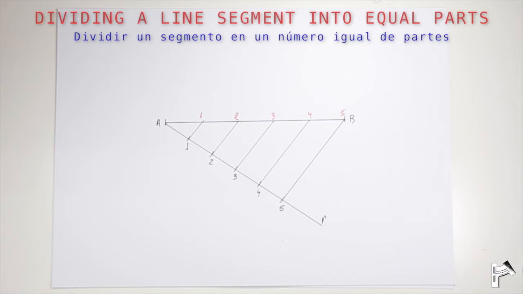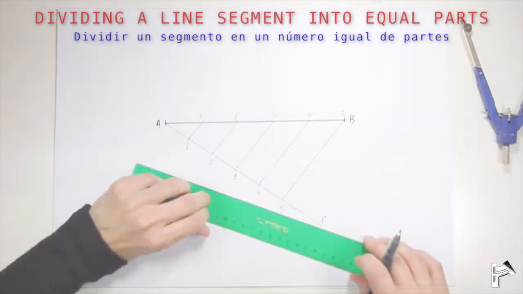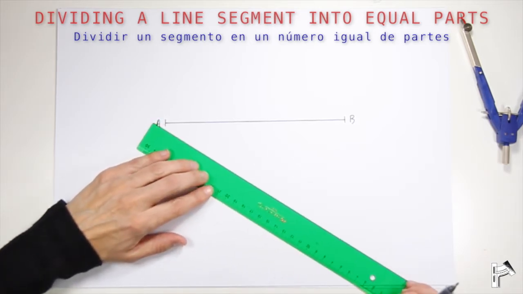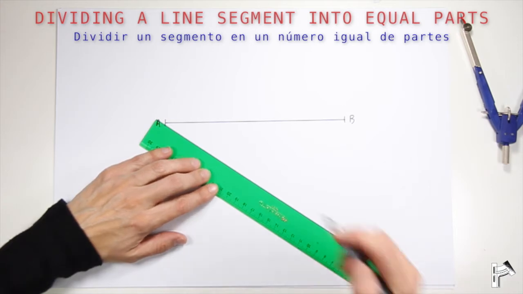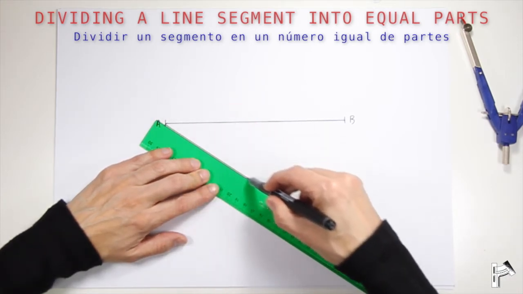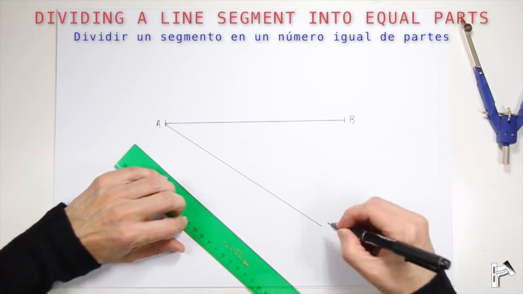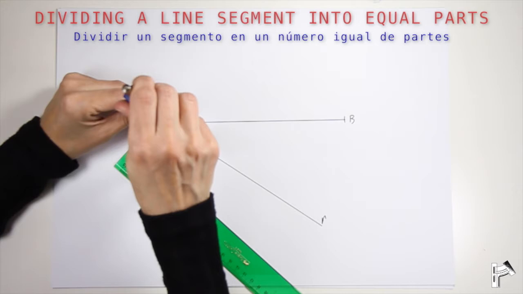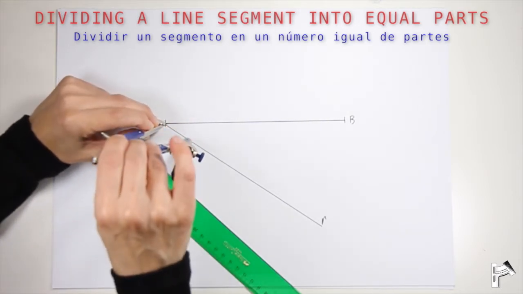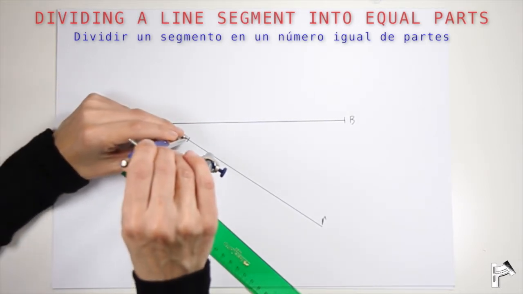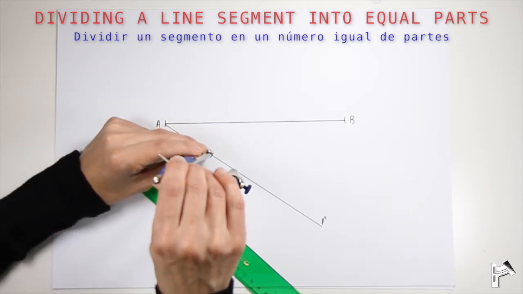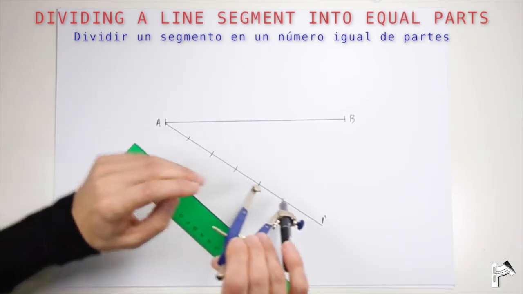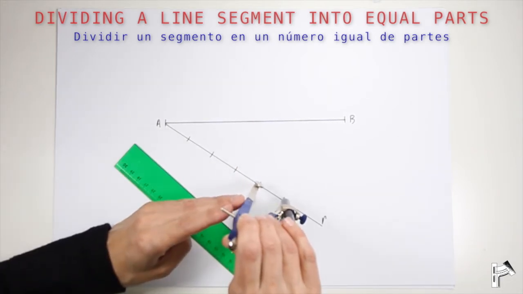Dividing a line segment into equal parts. From point A of the segment, we draw the semiline R. Setting our compass at an arbitrary length, we will scribe as many arcs as parts we want to obtain on the semiline R. For this, we must maintain the compass setting at the same length.